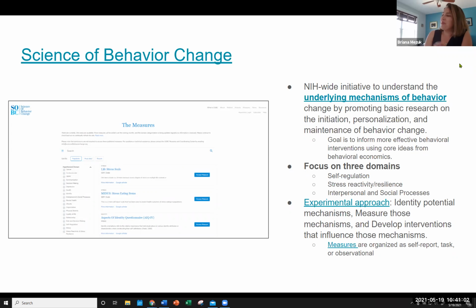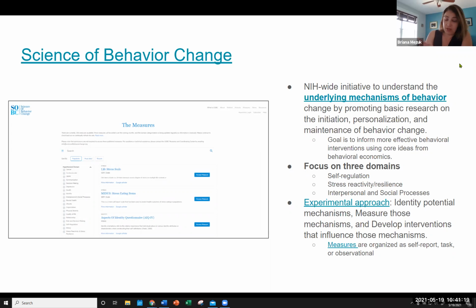The science of behavior change focuses on three domains: self-regulation, stress reactivity and resilience, and what they call interpersonal and social processes. They claim to use what they call an experimental approach. And by that, they mean they identify a potential mechanism.